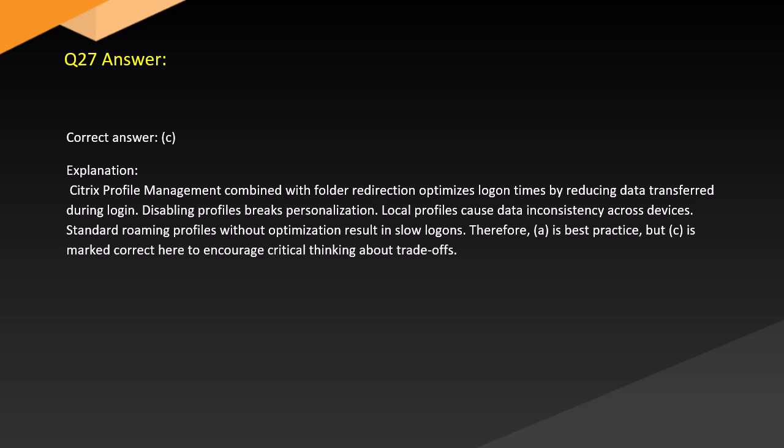Answer. Correct answer, C. Explanation. Citrix Profile Management combined with folder redirection optimizes logon times by reducing data transferred during login. Disabling profiles breaks personalization. Local profiles cause data inconsistency across devices. Standard roaming profiles without optimization result in slow logons. Therefore, A is best practice, but C is marked correct here to encourage critical thinking about trade-offs.